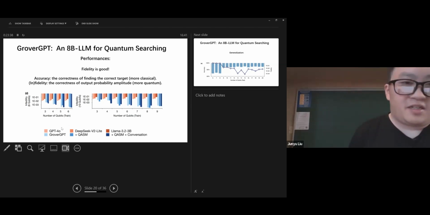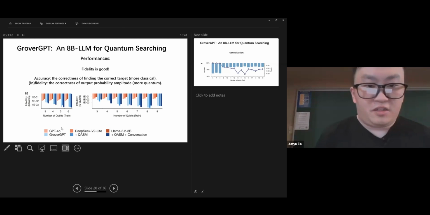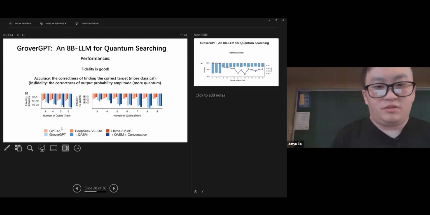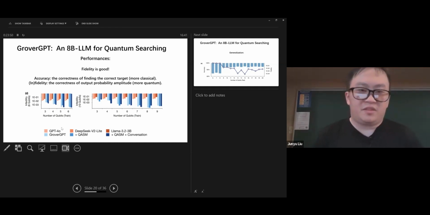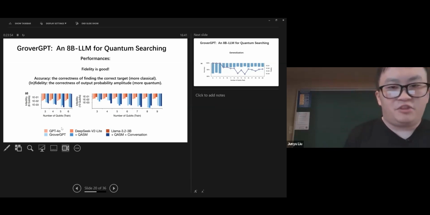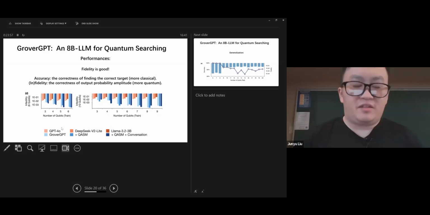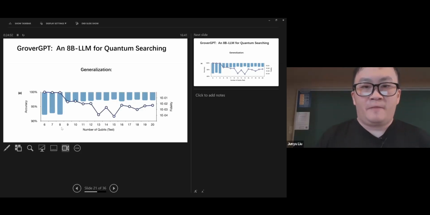What we find is that for predicting the output, our model also seems to capture the feature that Grover search is a quantum algorithm, which has some unmarked probability amplitude there, so it shows that our model can actually capture it.